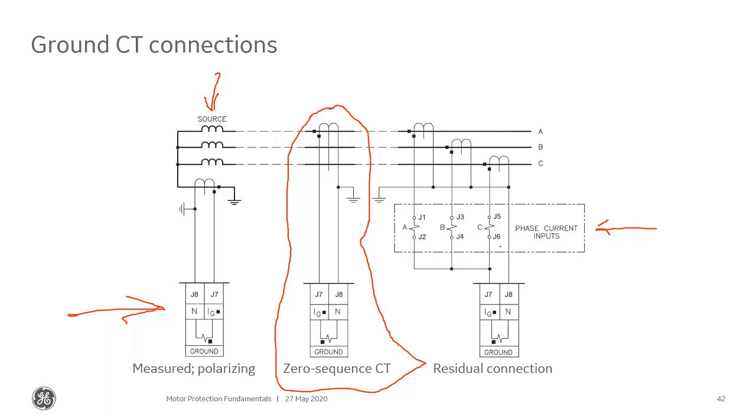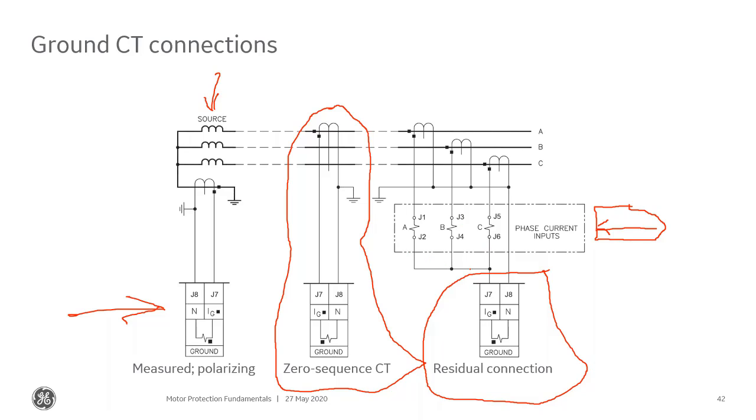Now, a residual connection looks like this guy down here. This wiring that we show here is for an 869 relay, and there's a ground input between J7 and J8 on the 869. With this residual ground connection, we're basically doing the same calculation that the relay does mathematically to get neutral current. We're doing that same calculation with wiring.